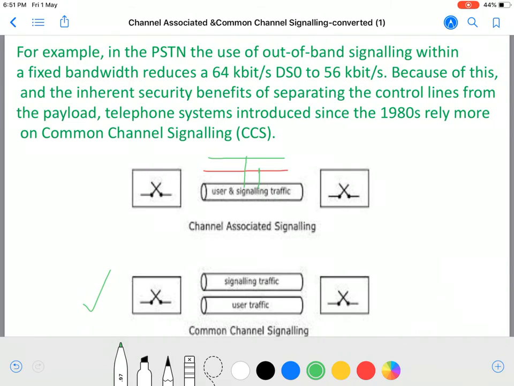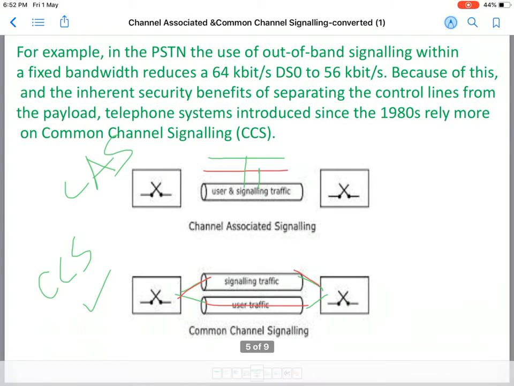But in common channel signaling, this is your CCS and this is your CAS. In common channel signaling, the signaling traffic is running in one way and the voice traffic is running in another way. So this is common channel signaling. See, the signaling traffic is running in a separate channel, and the payload, the voice or data, whatever it is, runs through a user traffic.